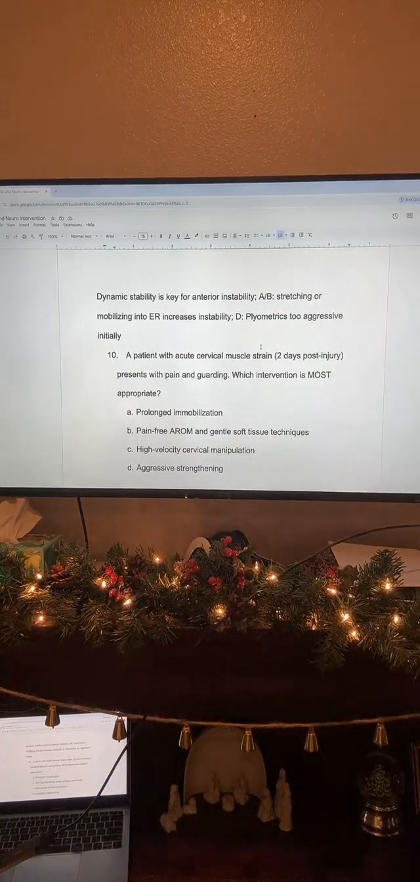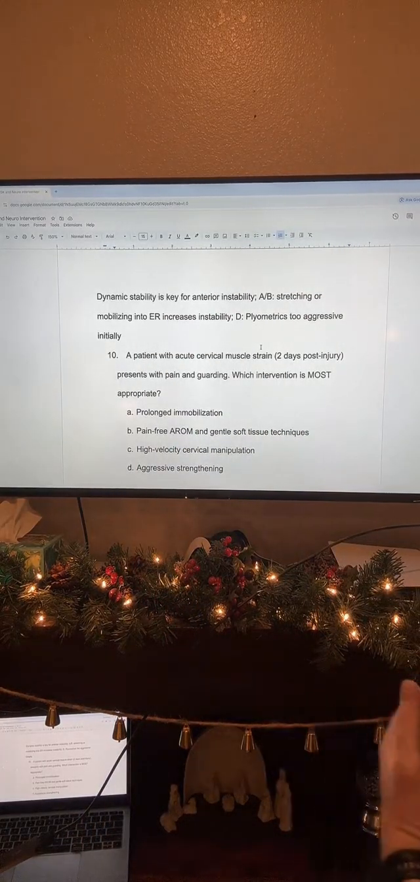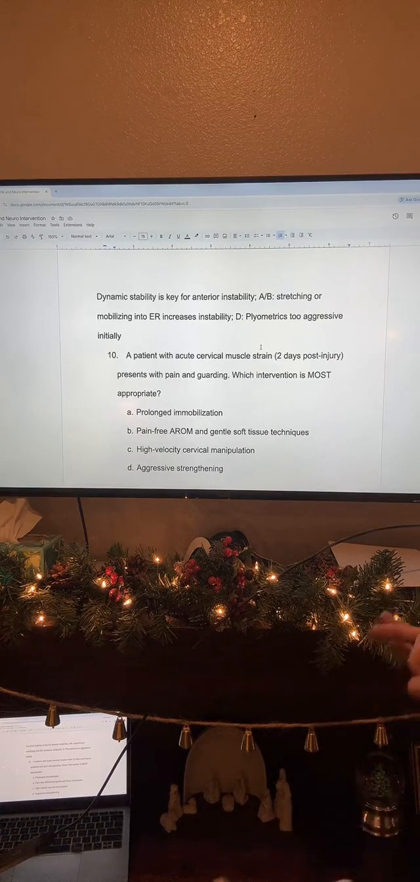Number 10, a patient with acute cervical muscle strain 2 days post-injury presents with pain and guarding. Which intervention is most appropriate? A, prolonged immobilization. B, pain-free active range of motion and gentle soft tissue techniques. C, high velocity cervical manipulation. Or D, aggressive strengthening. You guys go ahead and answer. I'll read it one more time a little bit more slowly. A patient with acute cervical muscle strain 2 days post-injury presents with pain and guarding. Which intervention is most appropriate? A, prolonged immobilization. B, pain-free active range of motion and gentle soft tissue techniques. C, high velocity cervical manipulation. Or D, aggressive strengthening.